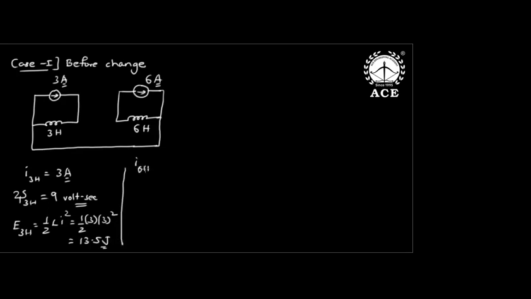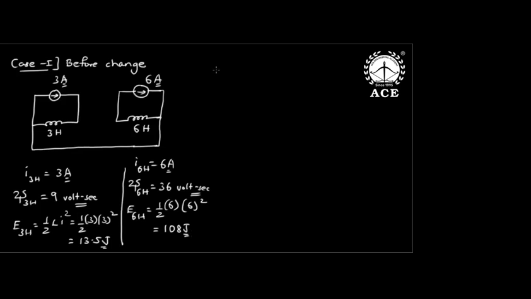Right side inductor also. Steady state current in 6 Henry is 6 amperes. Flux linkage in 6 Henry, psi is L i, 36 volt seconds. Then energy in 6 Henry is half L i square, that is 36 into 3, 108 joules.